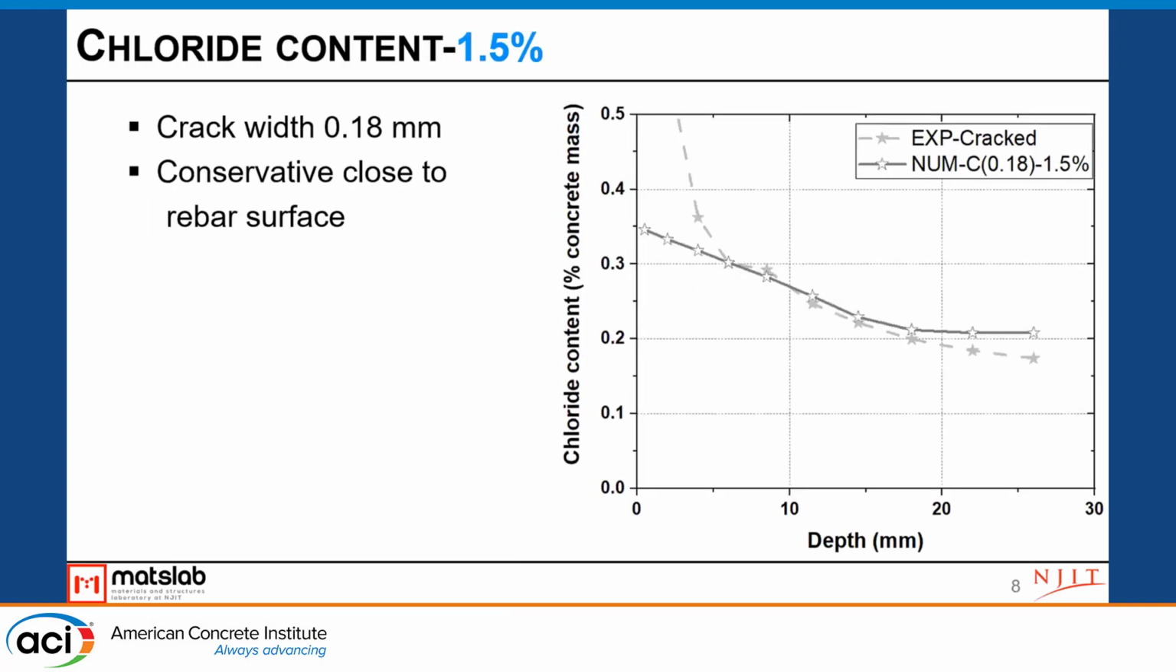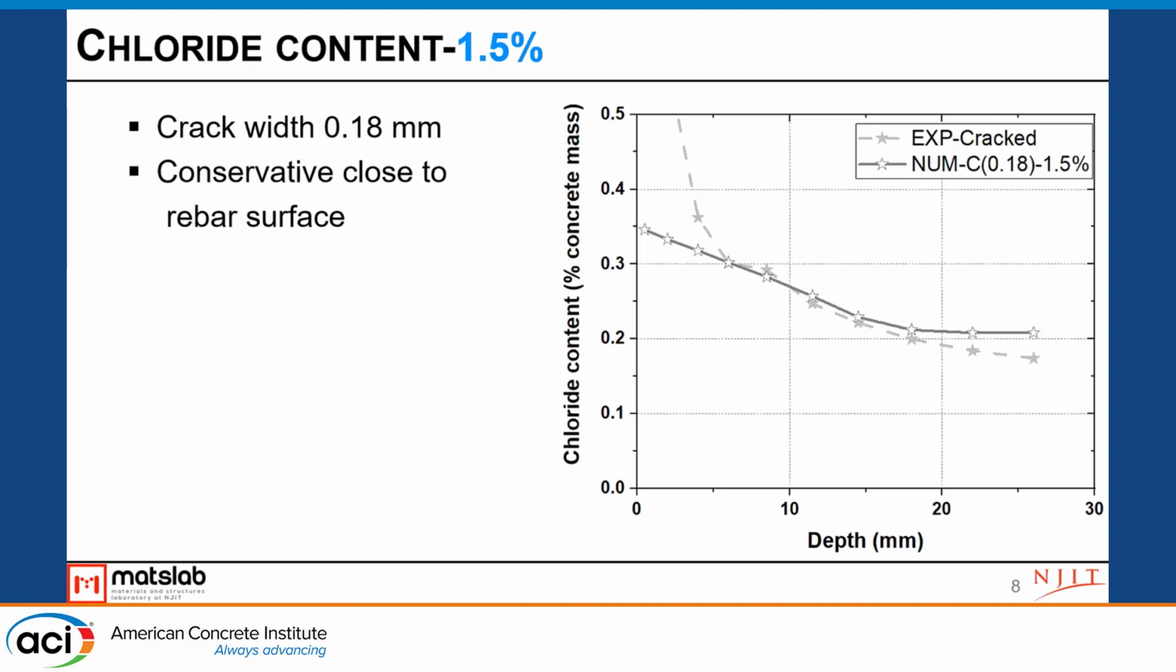So with this numerical approach, the first result we want to look at is the chloride content. The first one we are looking at here is the chloride profile of the 1.5% surface chloride concentration. The figure we are looking at here has a crack width of 0.18 millimeter, and the y-axis is the chloride content measured in percentage of the concrete mass, and the x-axis is depth to the exposure surface.